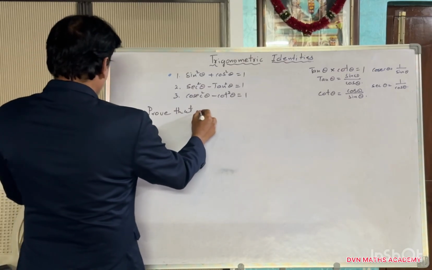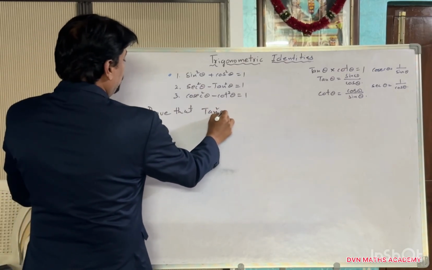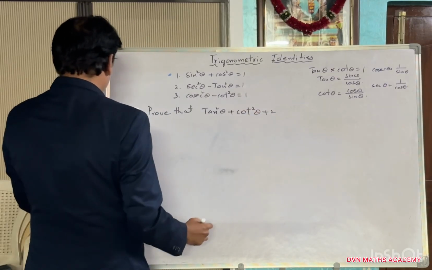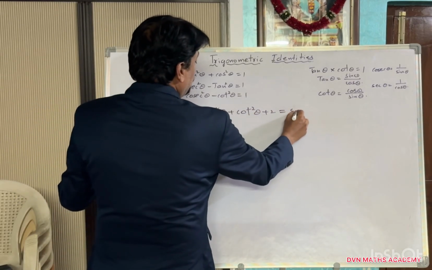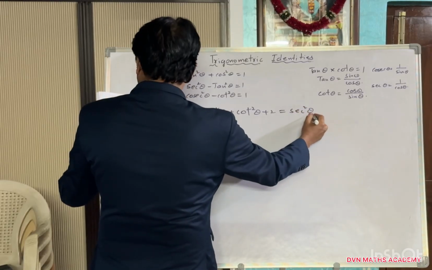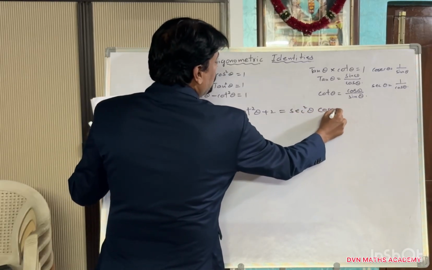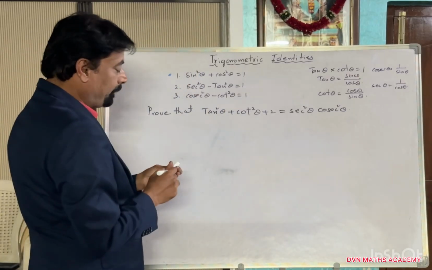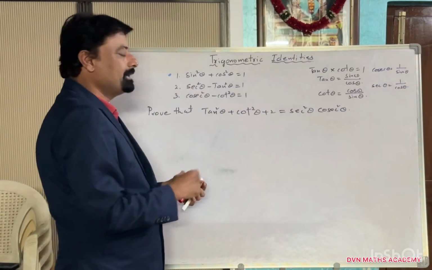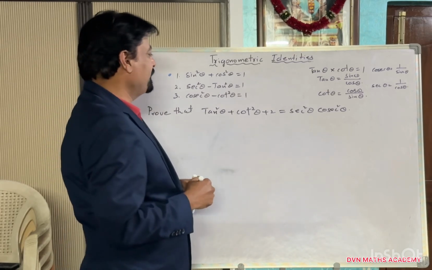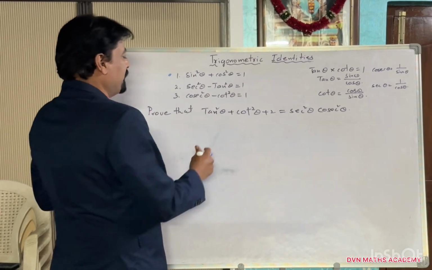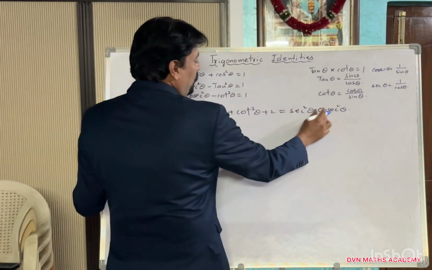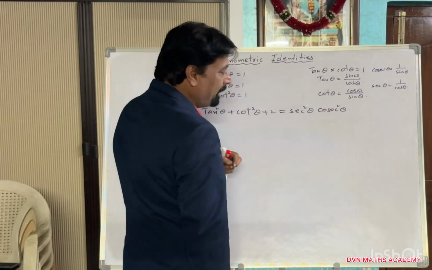prove that tan square theta plus cot square theta plus 2 is equal to sec square theta into cosec square theta. This is a very interesting question. Here, we require some algebraic knowledge. Here you see my question is tan square theta plus cot square theta plus 2 is equal to, you want to prove, the product of sec square theta and cosec square theta.